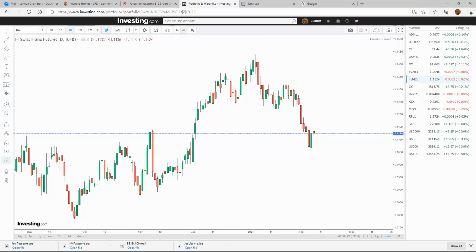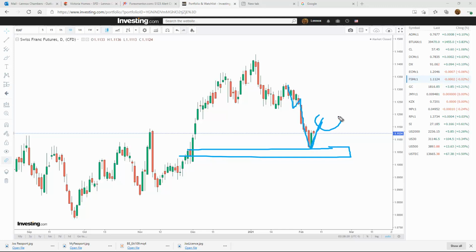Okay, so we had again quite a pullback back down to a previous support zone, and now we're looking like we want to bounce. Is it a legitimate bounce? Maybe, maybe not. It might just be a half baked move to the upside and then a continuation to the downside. But in the short term, a little bit of strength in the Swiss franc, but it might be over, especially with the US dollar heading down. We would expect the Swiss franc to fall with it.